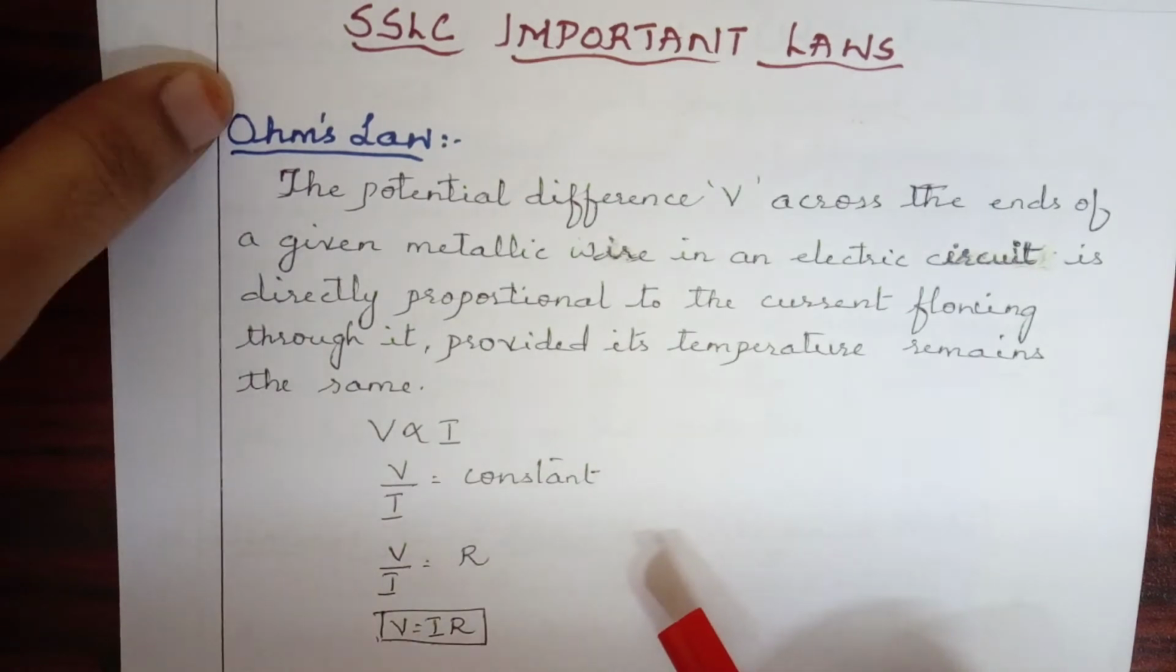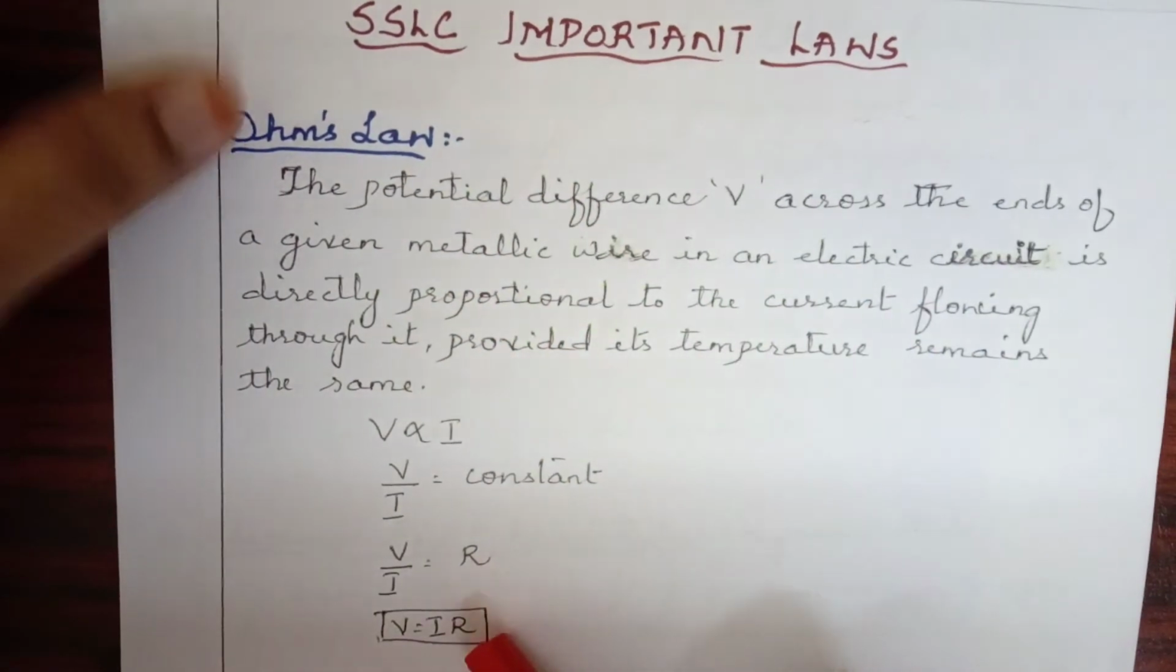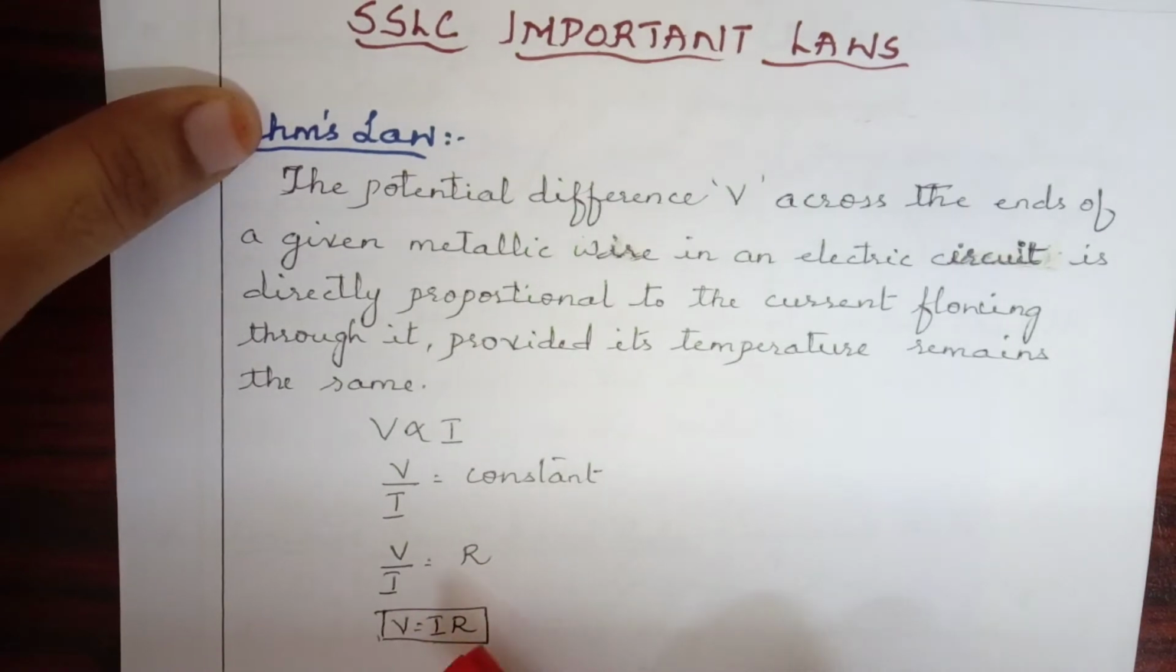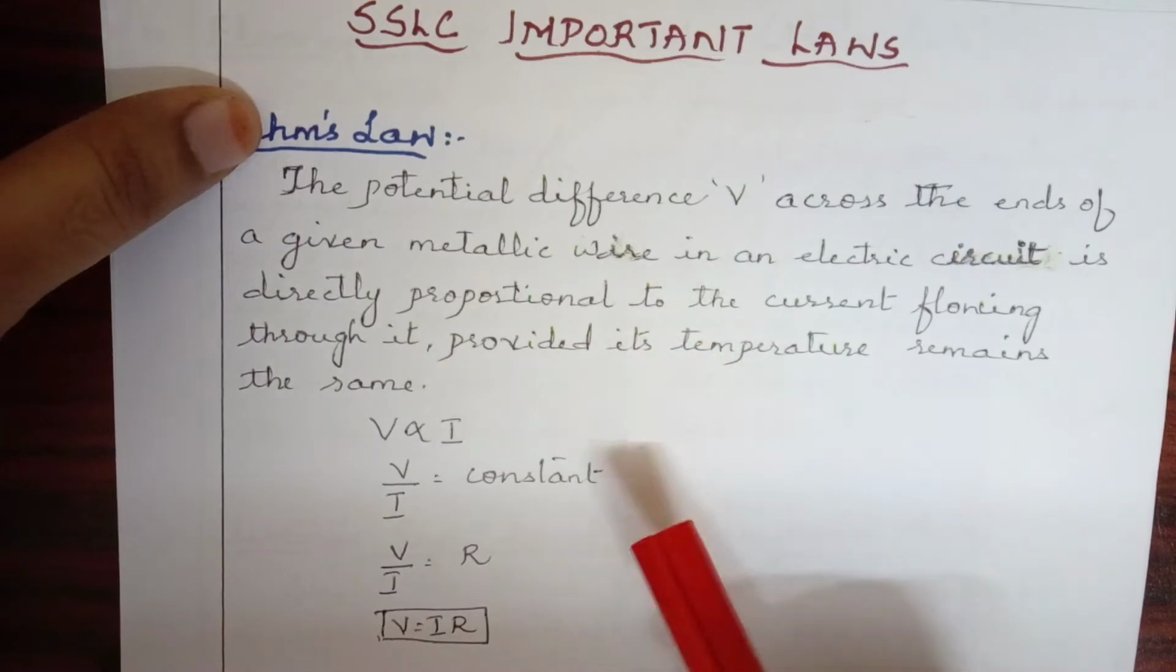So to remember Ohm's law, you can remember that Ohm is nothing but Veer. Ohm and Veer are equal. So Ohm is Veer, V-I-R. So this you need to remember, V is equal to.